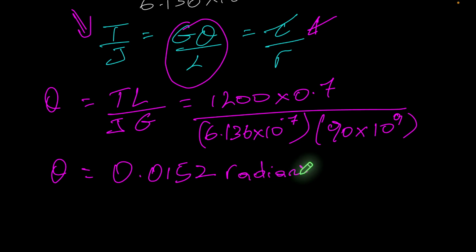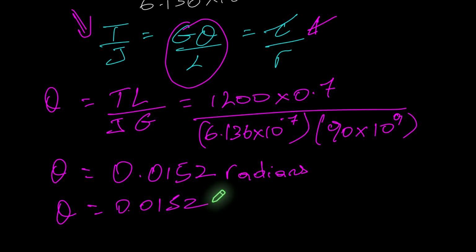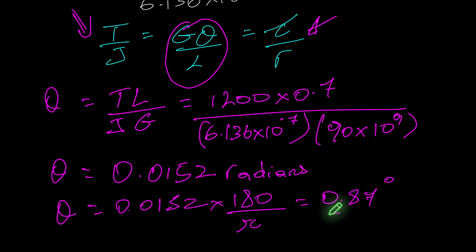So if we want to convert from radians into degrees, all we have to do here is take 0.0152 and multiply by 180 over pi. This will give us a small angle of 0.87 degrees, which is quite small, and that's what we expect because our material has relatively good properties, so we wouldn't expect to have any massive twist.